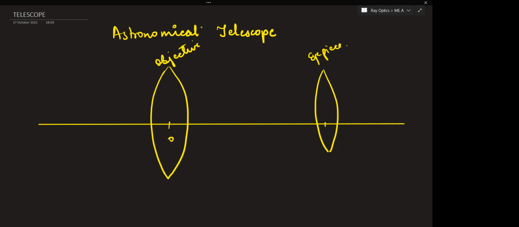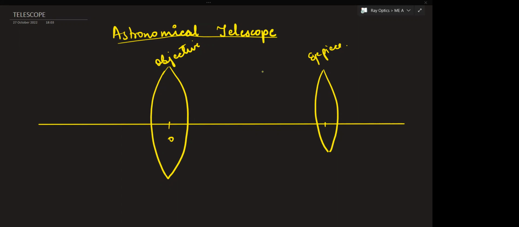You use the telescope for viewing different planets also. So that's why so much light has to be gathered. That's why this is greater, and all the light has to go into the human eye. That's why the eyepiece is taken smaller. This is just the difference.